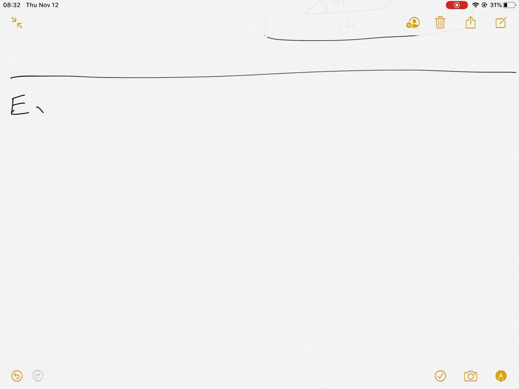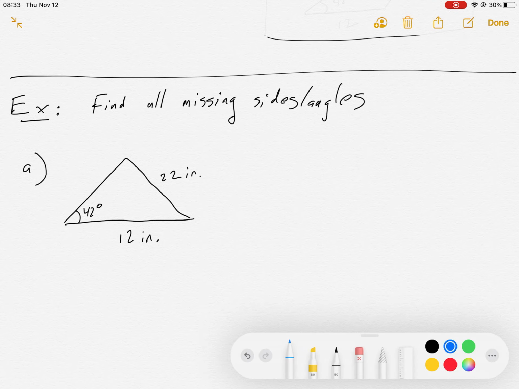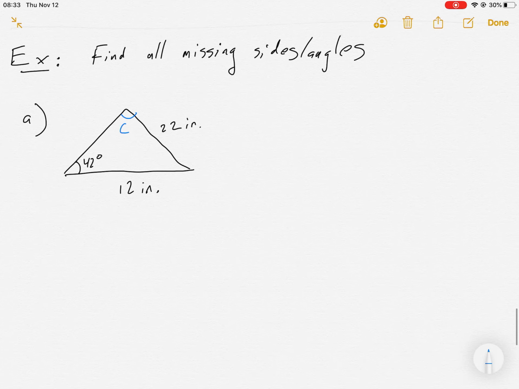So we'll start off with, we're going to find all missing sides and angles. And I'm just going to go ahead and we'll do three parts. So part one is going to be this triangle that we just were talking about. We're going to call angle A 42 degrees. Side A is going to be 22. Side B will be 12. And let's do some units again. So we'll do inches. Now my first step is going to be to label the missing sides. So we'll go with our generic labeling system. C, B, and then this is lowercase b.